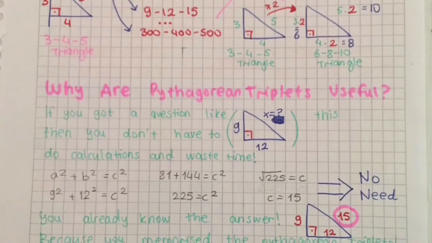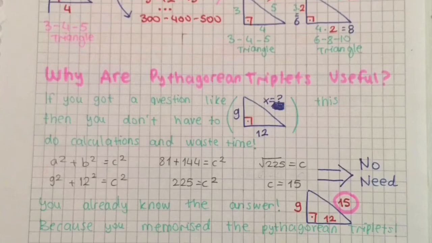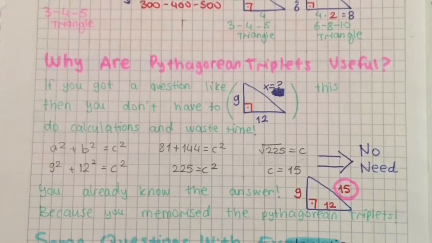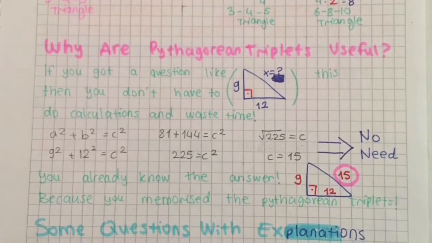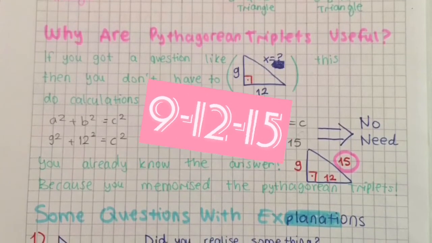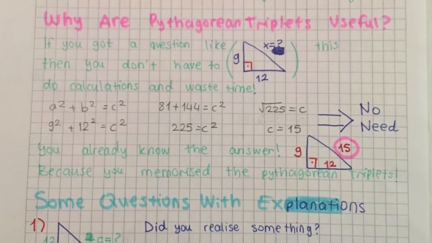So first of all, when you have a question like this, you don't have to do calculations and waste your time because these are big numbers. So you can just memorize the Pythagorean triplets and then find the answer easily. So we have 9 and 12, and I memorized a Pythagorean triplet, which is the 9, 12, and 15 triangle. So it's 15.